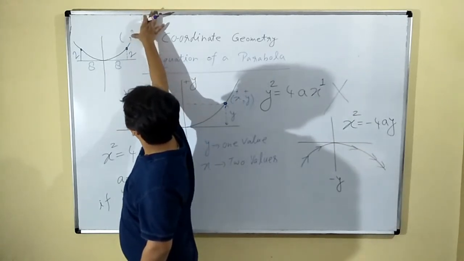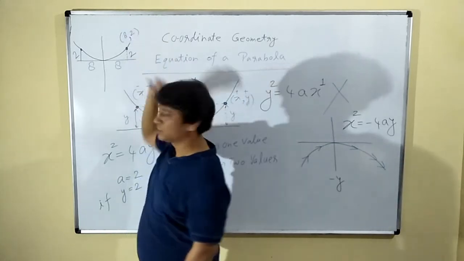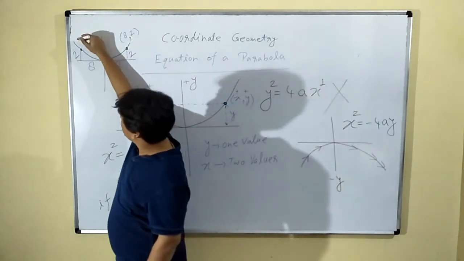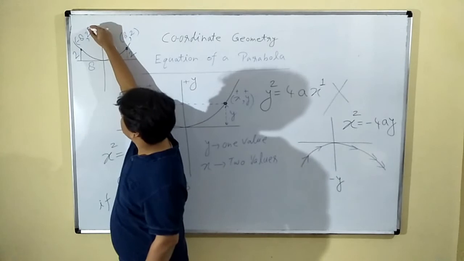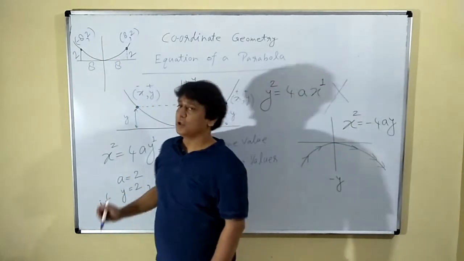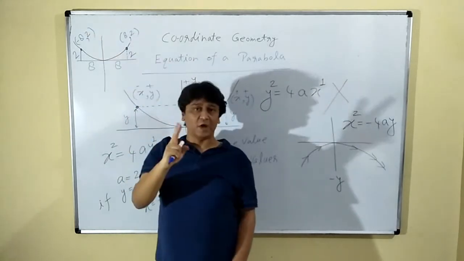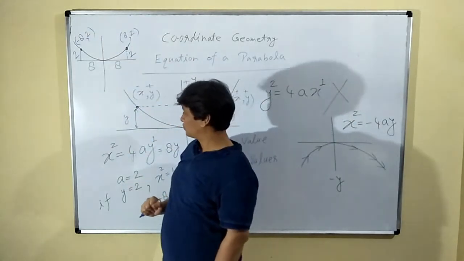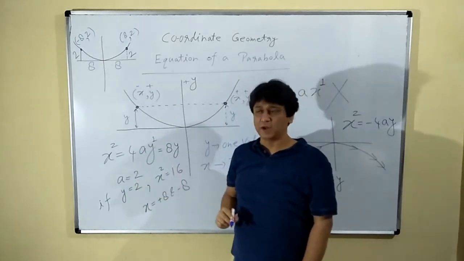And therefore, if I ask you to write coordinates of this point, sorry, x coordinate first. You will write x coordinate is 8, and y coordinate is 2. At this point, your x coordinate will be minus 8 and your y coordinate is what? 2. For a given value of y, you're getting two values of x. That's what it means when you say x square equals to 4ay.